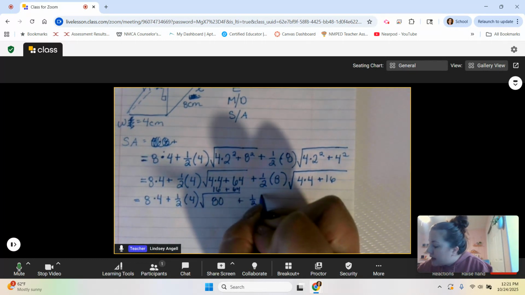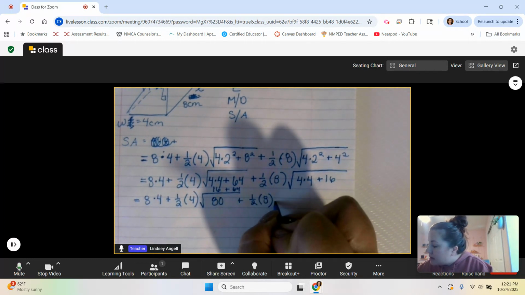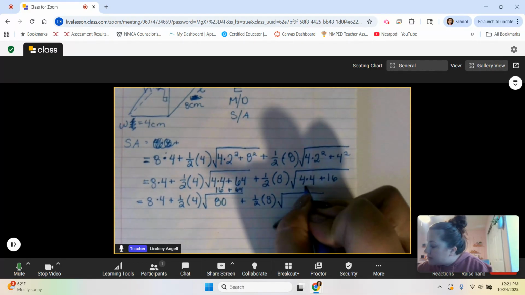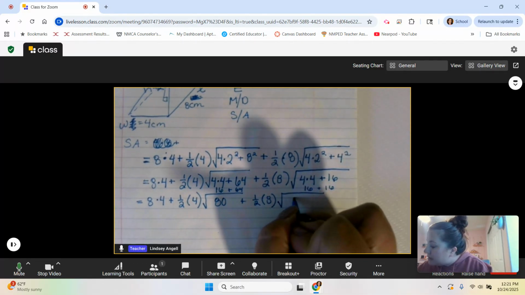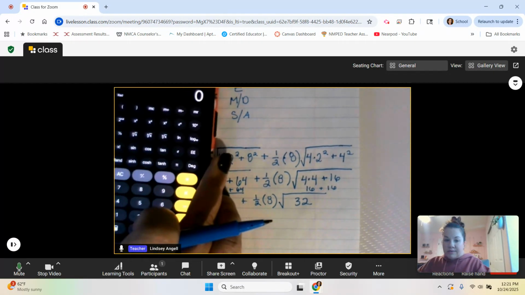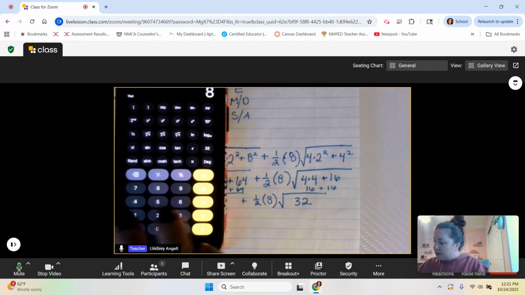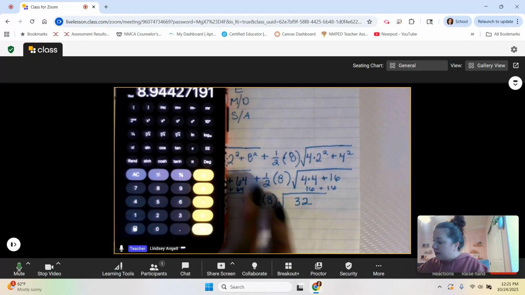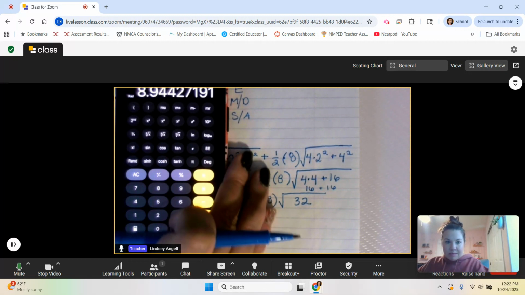Plus, and then we have 1/2 times 8 times the square root, and let's see, this was 16 plus 16, so that is just 32. Okay, now this is where it gets a little funky because we've got those square roots in there, right? And so we need to apply those square roots. So first I've got the square root of 80. Well, let's see, 80 square rooted is about 8.94.